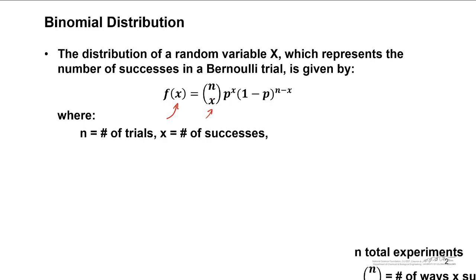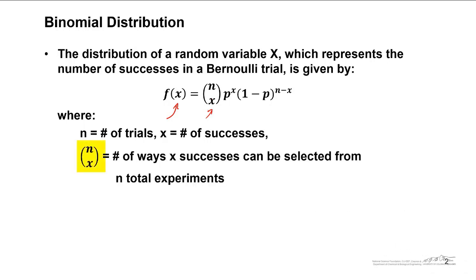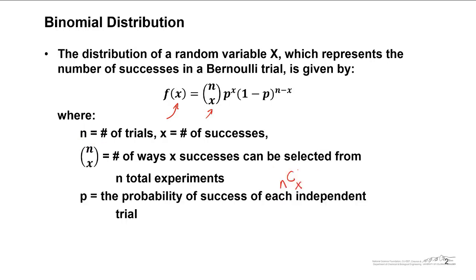and you can calculate the probability of exactly x successes in n trials. And this n with an x in parentheses, again, that's the same thing as n choose x. So it's the combinatorial. You can also use the combin function in Excel. And p is the probability of success of each independent trial.